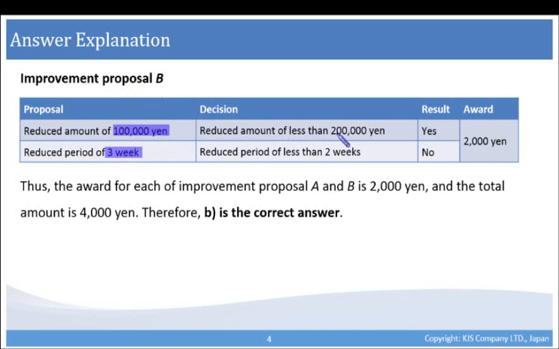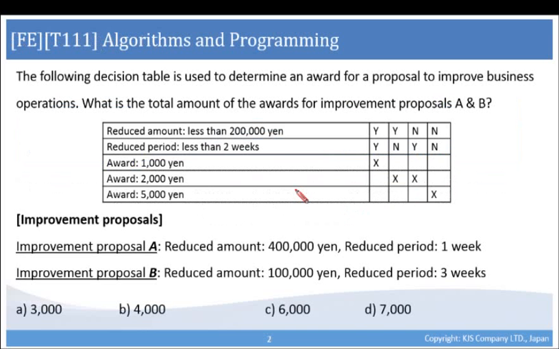Well, is it less than 200,000 yen? Yes, it is, because we have only 100,000 yen this time. So let's go back and look at the reduced period. Is it of less than 2 weeks? Well, no, we've got 3 weeks this time, so the result is going to be no. So let's go back to our decision table and check for this result.